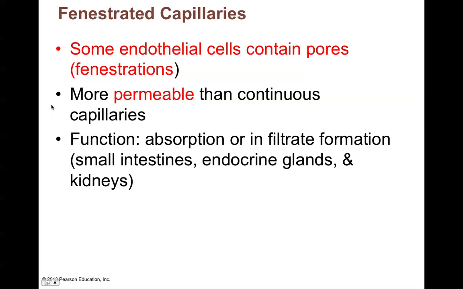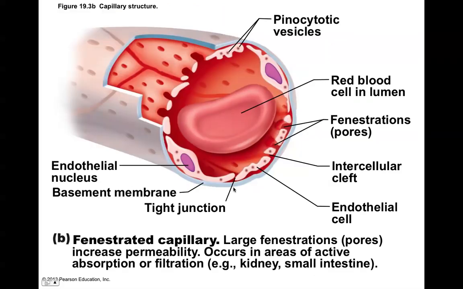Fenestrated capillaries have many endothelial cells that contain pores or openings. These are referred to as fenestrations. They're more permeable than the continuous capillaries. Their function is for absorption or filtrate formation at the level of the small intestines and the endocrine glands, and these are also found in the kidneys. And here is a figure of a fenestrated capillary. They have large fenestrations or pores, pointed out for you right here. They also have these intercellular clefts.